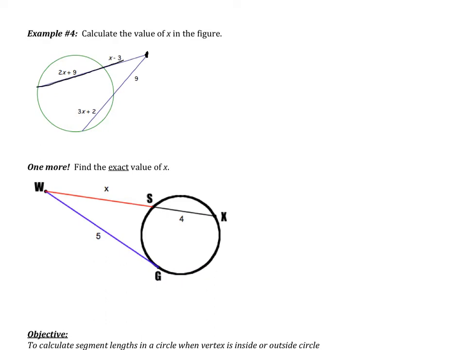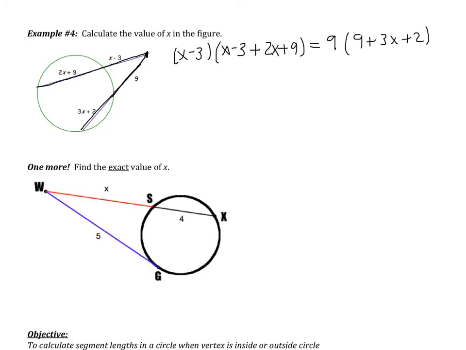Looking at my first secant, the outside is x minus 3. The whole is x minus 3 plus 2x plus 9. On the right secant, the outside part is 9. The entire part is 9 plus 3x plus 2. Simplifying the left side, x minus 3 cannot be simplified. I have x and 2x, which is 3x. I have negative 3 and positive 9, which is positive 6. On the right side, 3x plus 9 combines with 2 to become 11.